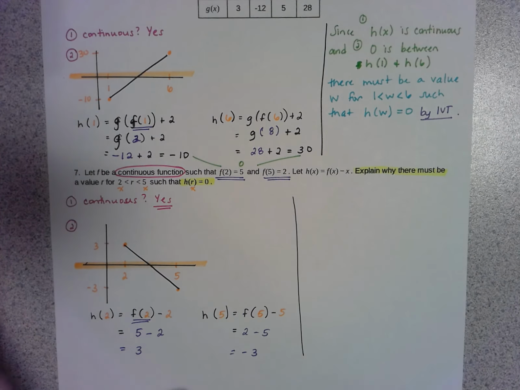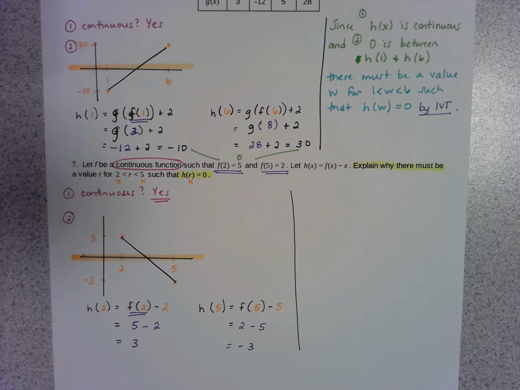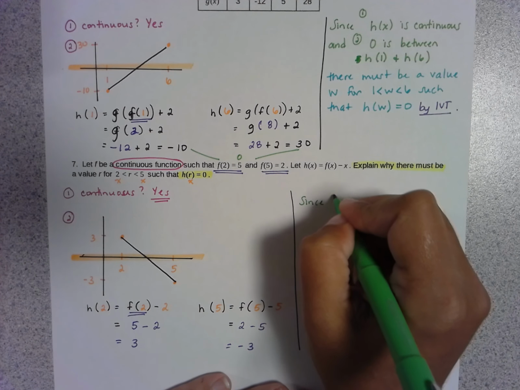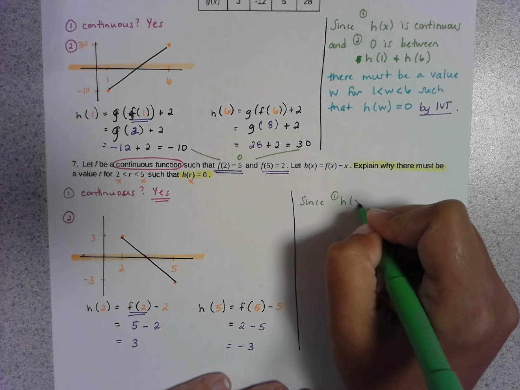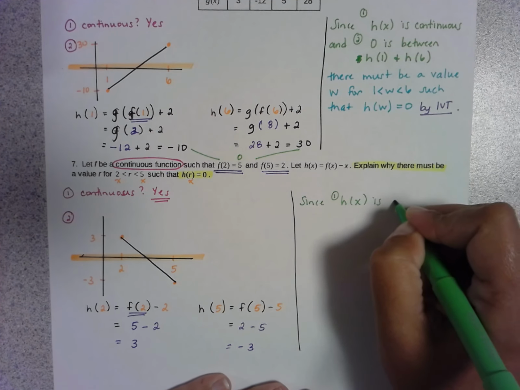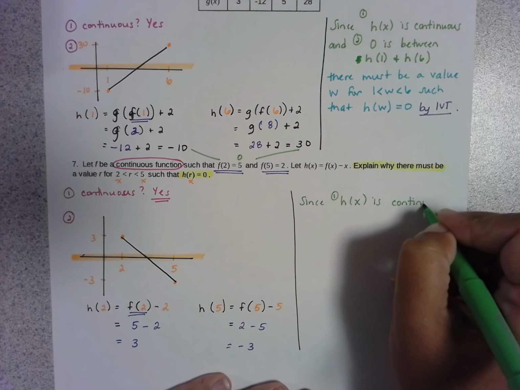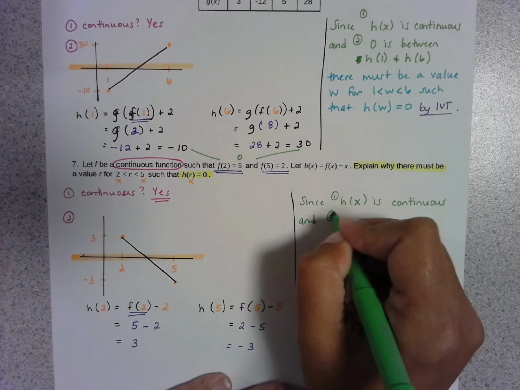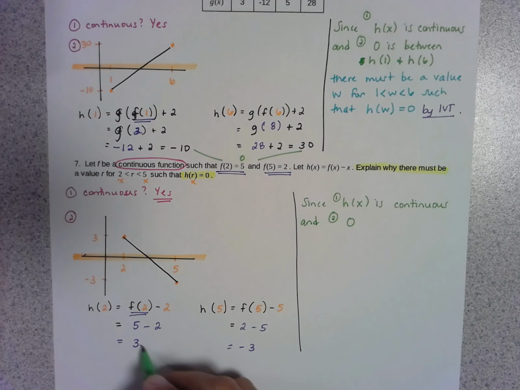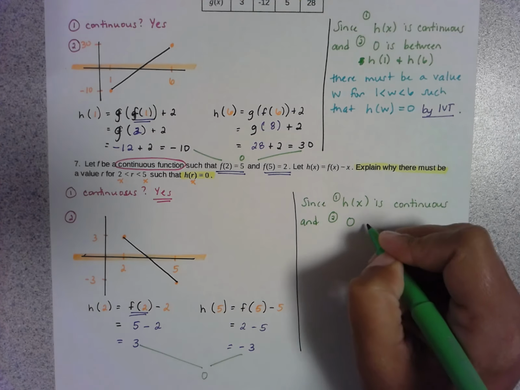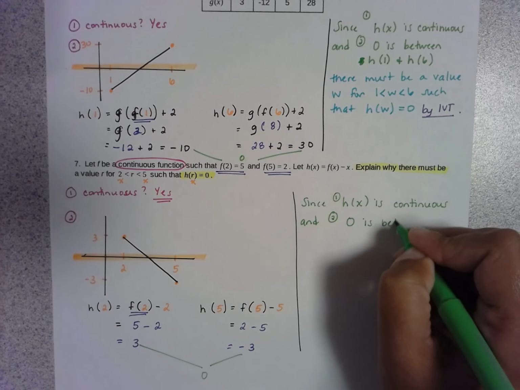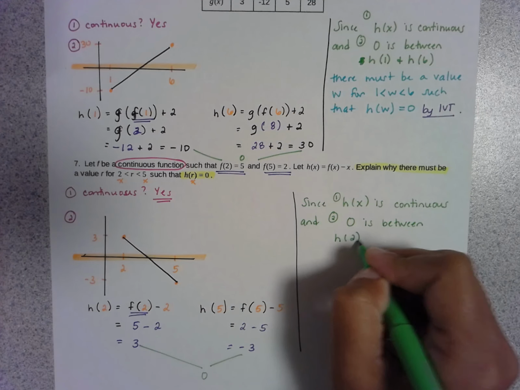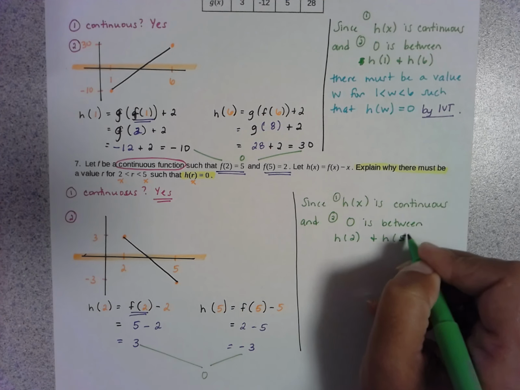We start explaining our reasoning by stating that we've satisfied the conditions. So we would say since, number 1, h of x is continuous, and number 2, 0, the number I was trying to guarantee, is between h of 2 and h of 5.